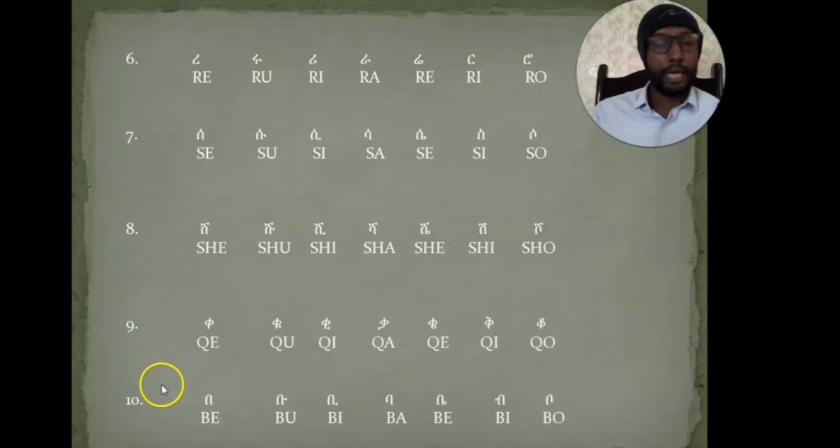And number 10, basic Amharic alphabet is called Ba. Number 10, basic Amharic alphabet is called Ba, and the subgroups under basic alphabet Ba are Bu, Bi, Ba, Be, Bu, and Bo.